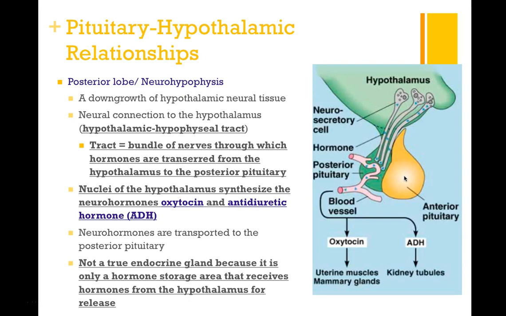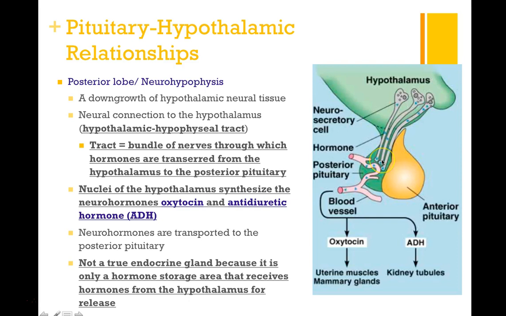Now let's talk about the posterior lobe of the pituitary gland, also known as the neurohypophysis. This developed from a downgrowth of the hypothalamic neural tissue. And the neural connection to the hypothalamus that we see here, this is called your hypothalamic-hypophyseal tract. Anytime we see that word tract from now on, we should think of a bundle of nerves. In this case, we have these nerves that allow hormones to be transferred through them over to the posterior pituitary gland.